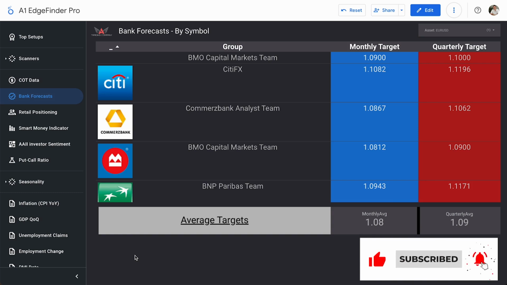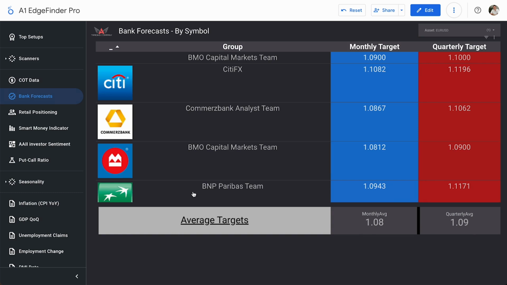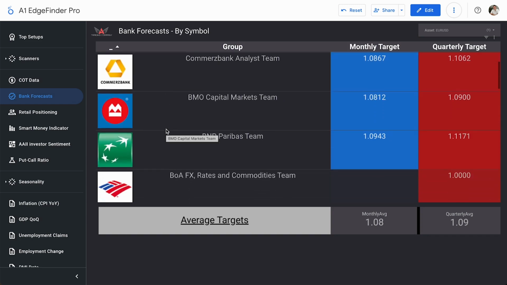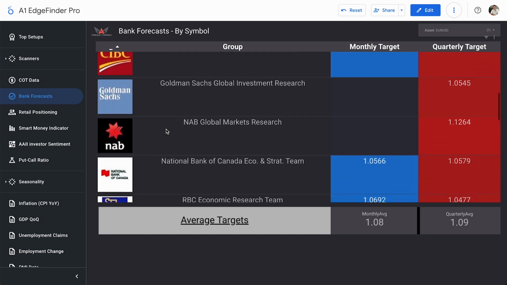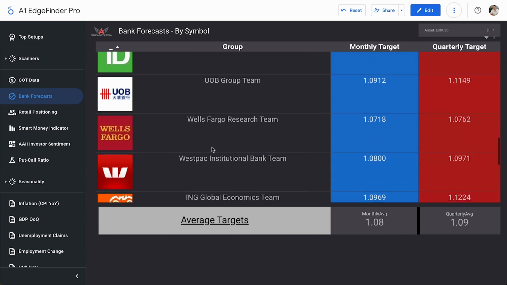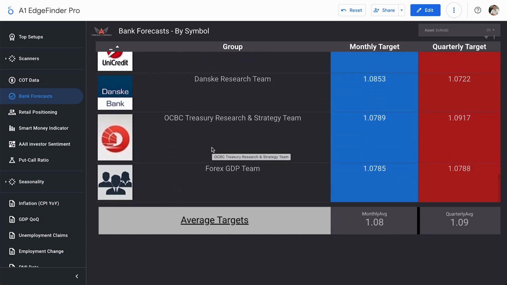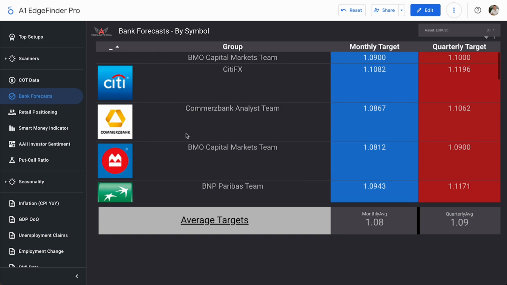So basically what we're looking at is information from all of these major banks from all over the world. As you can see here, as I scroll through this, we have some of the biggest banks, again, from all over the world. They all have research teams, markets teams, analyst teams. They may call it something different, but they all do the same thing. And what that is, they will look at particular assets and they will put together a report for where they think price is heading, both on a monthly target and a quarterly target.